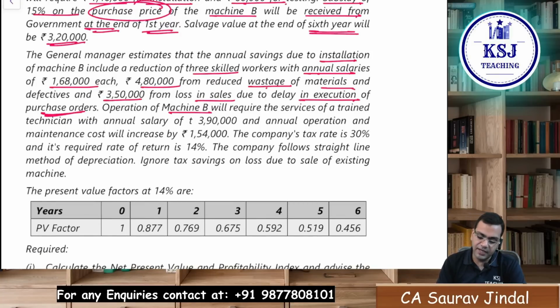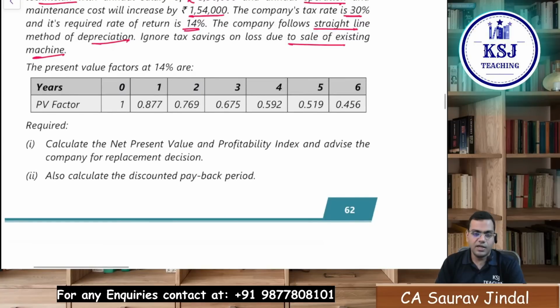Operation of machine B will require the services of a trained technician with an annual salary of rupees 3,90,000, and annual operation and maintenance cost will increase by 1,54,000. The company's tax rate is 30%, required rate of return is 14%. The company follows the straight line method of depreciation. Ignore tax on savings on the loss due to sale of existing machine. The present value factors are given. Calculate the net present value, profitability index, and advise the company for replacement decision. Also calculate the discounted payback period.